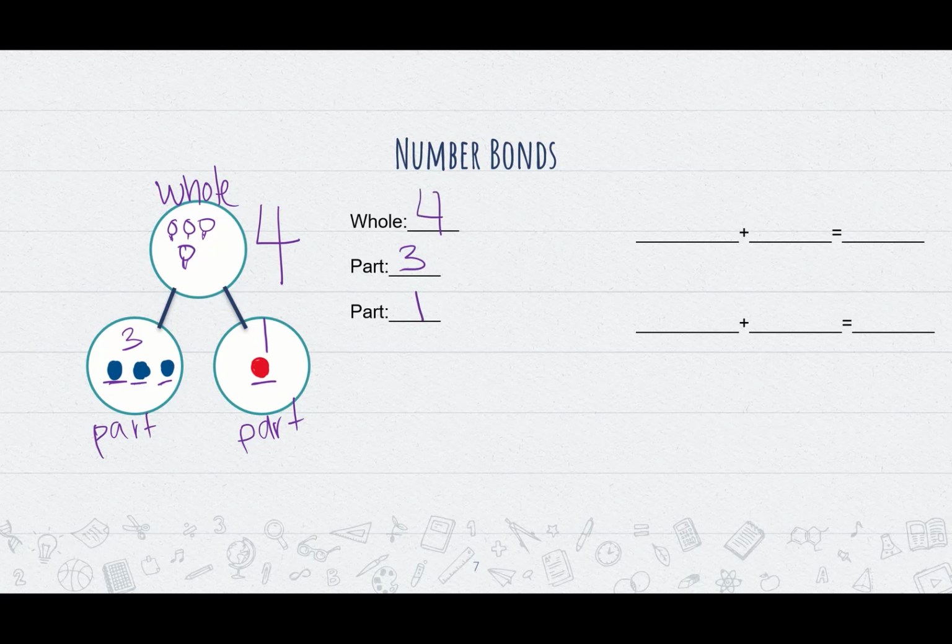And now we can write some addition sentences to explain this picture. So if we have our part plus our part equals our whole, then we can say that 3 plus 1 equals 4. Or we can say 1 plus 3 equals 4, because it doesn't matter which part you start with when you're writing your addition sentences. So next time, what we're going to talk about is how we can use number bonds to write subtraction sentences.